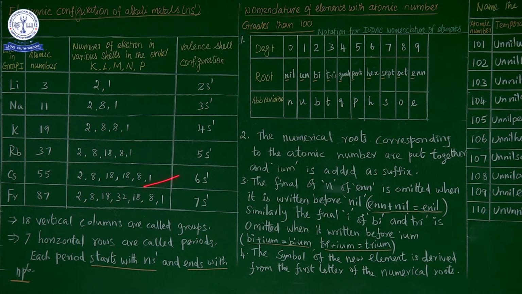Rubidium is present in the 5th period. And cesium is present in the 6th period. And francium is in the 7th period. So elements having similar valential configuration have similar properties. நம்ம என்ன சொல்லிருக்கோம்? Different elements present in the same group have similar valential configuration. ஒரே groupல present ஆயிருக்கு. First groupல lithium, sodium, potassium, rubidium, cesium, francium. So different elements but those are having similar valential configuration.